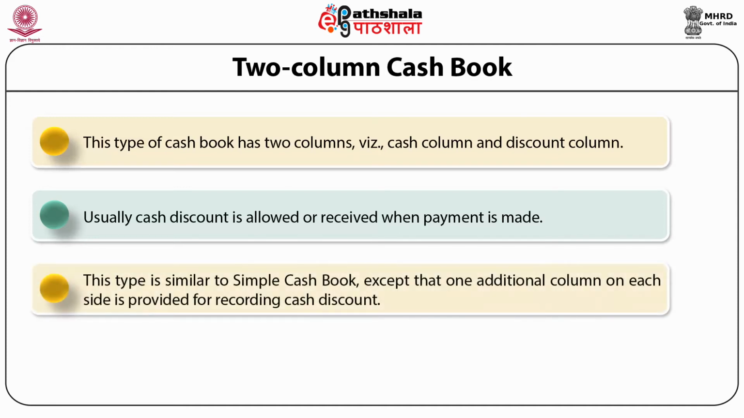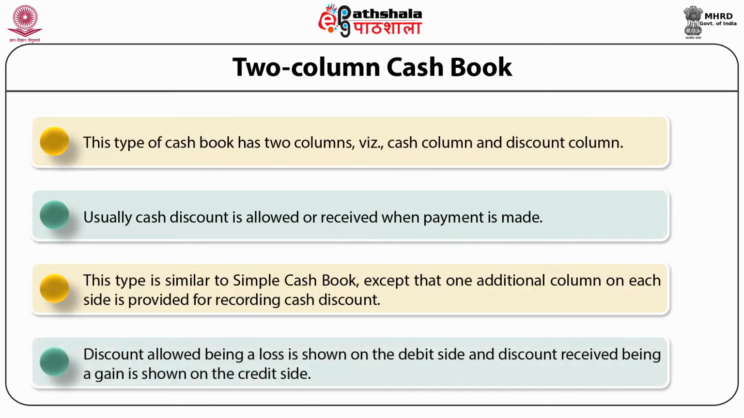This type is similar to simple cash book, except that one additional column on each side is provided for recording cash discount. As discount is a nominal account, discount allowed, being a loss, is shown on the debit side, and discount received, being a gain, is shown on the credit side. Example: enter the following transactions in a cash book having cash and discount columns.